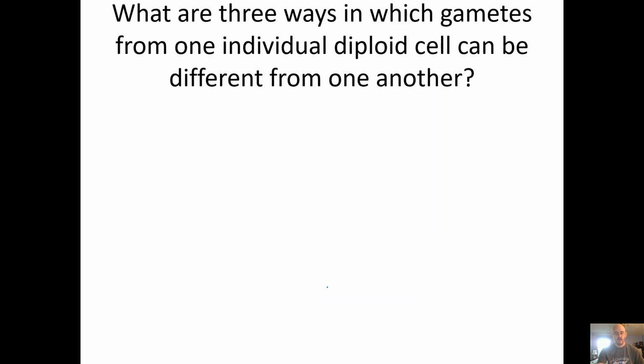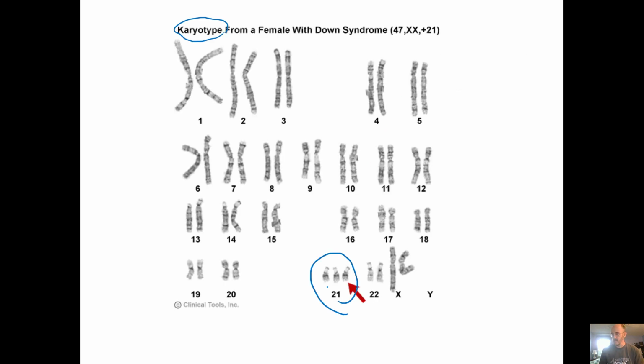Okay, so these questions you can look at on the PowerPoint version of this that I have posted. But those are some of the ways that variation arises from meiosis and what happens when it goes wrong.